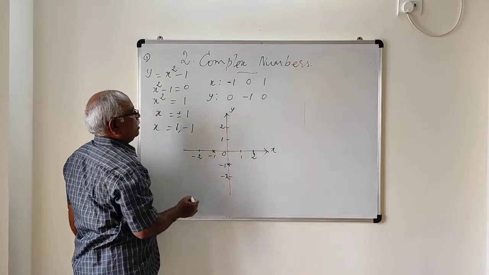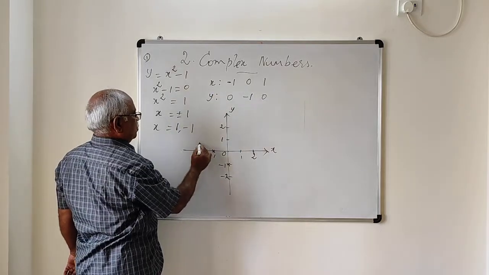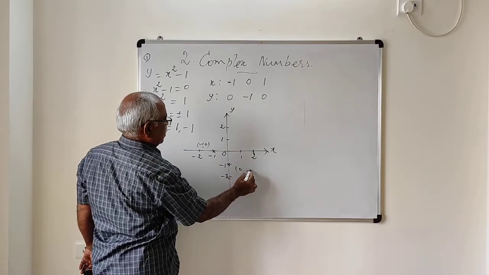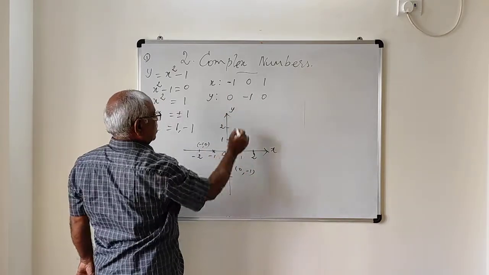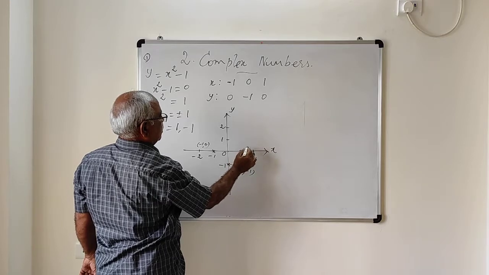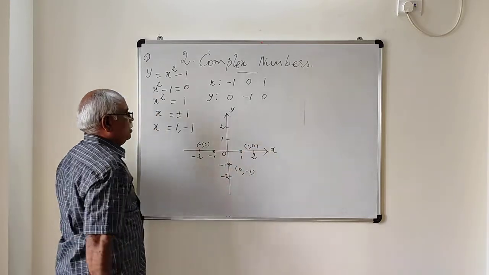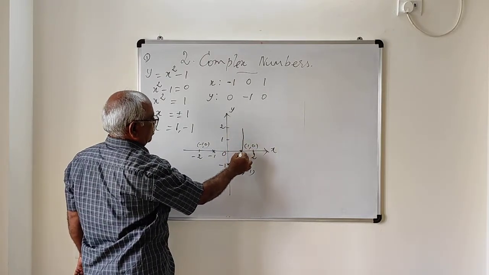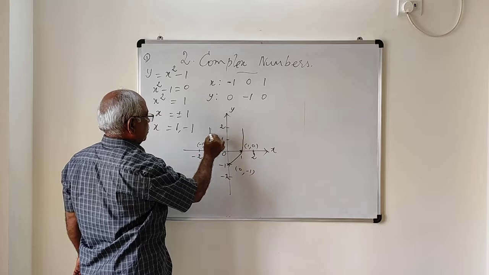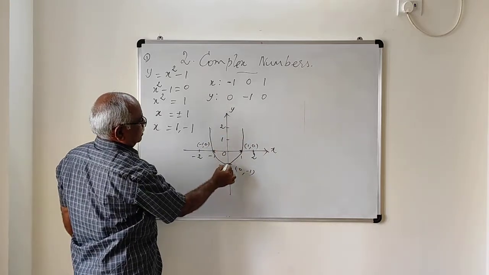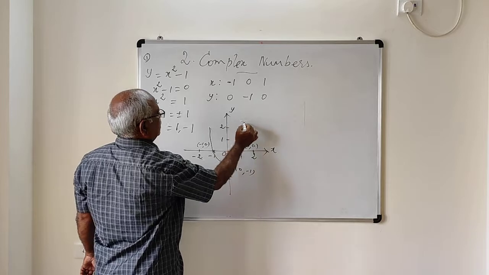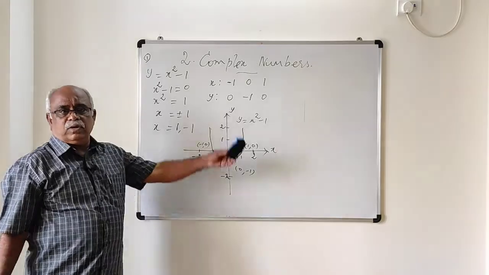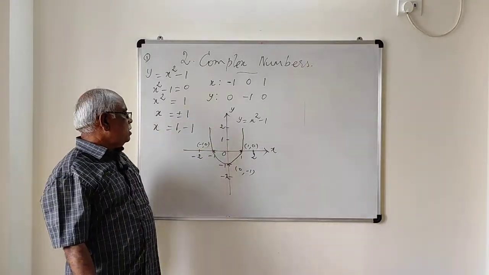So this is the point minus 1 comma 0. This point is 0 comma minus 1, and 1 comma 0 is this point. If you connect these points as a line graph, you will get the graph for this curve. This is the curve for y equal to x square minus 1.